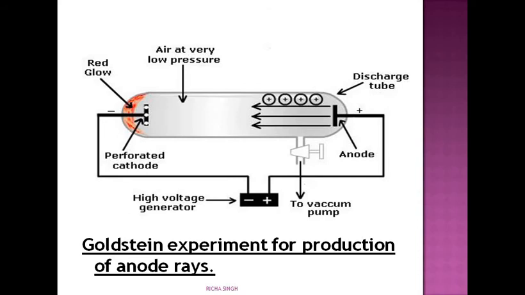That is, these rays travel from anode to the cathode, and this shows that the rays carry positive charge, and these rays were named positive rays or anode rays, because they consisted of positively charged particles. They are sometimes called canal rays also because they are produced by passage through canals or holes. So Goldstein did the experiment earlier, but finally the discovery came with the name of Rutherford. This was for the discovery of electrons.